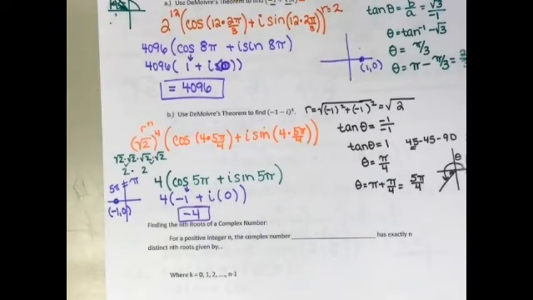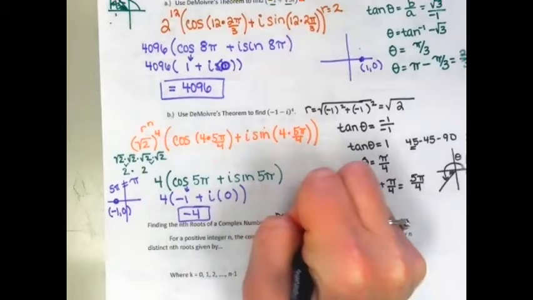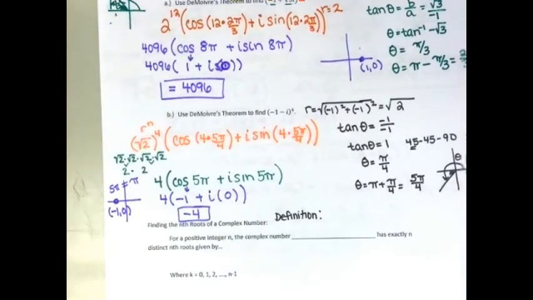Any questions on that so far? This one's a lot of remembering your trig functions, where they're located, that kind of stuff, and then just plugging into formulas. All right. Now, finding the nth root of a complex number. The definition. I forgot to include this, so we're going to add it.